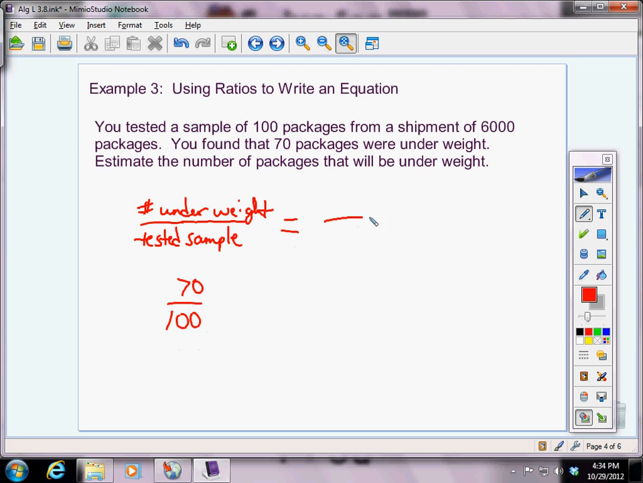So now let's set up another ratio that has to be equal to it. Remember, when we set up proportions, we have to make sure they're lined up horizontally and vertically. Remember, 70 out of 100, we're talking about the number of packages in the sample that were underweight out of the total in the sample. Now, this bottom here represents total. This represents the tested sample. This right here can represent the total shipment.